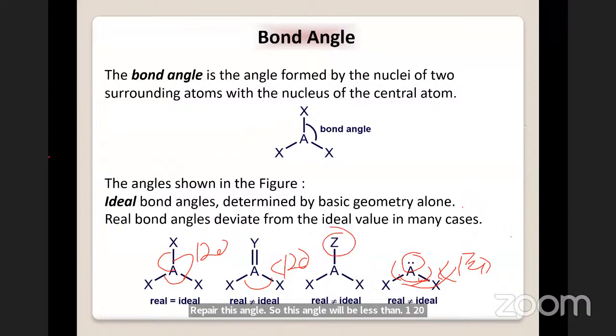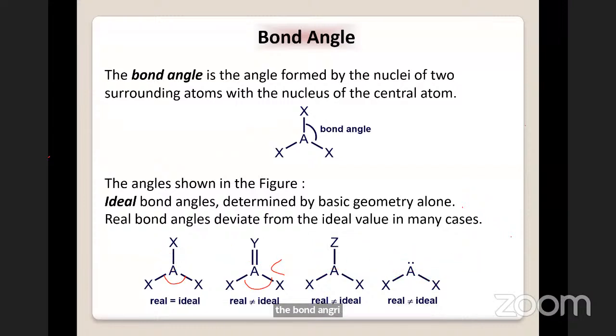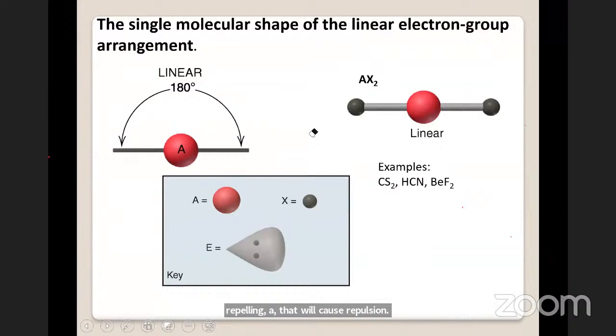The same thing, if you have an electron repelling compound or substance, it will repel. So in any case, what that is trying to explain to you is that the bond angle can change. The bond angle can be less than expected if you have electron species that are repelling, electron species that will cause repulsion of your angle.